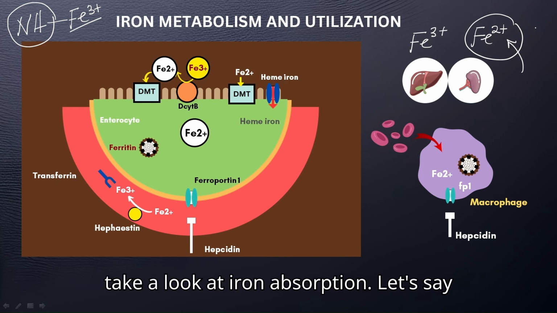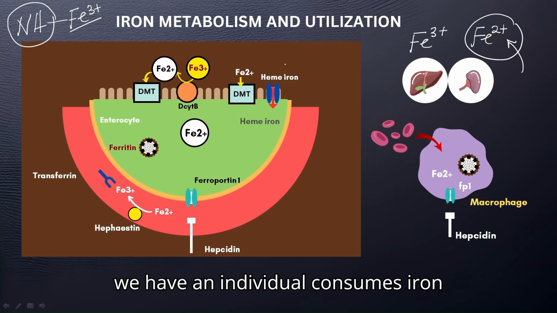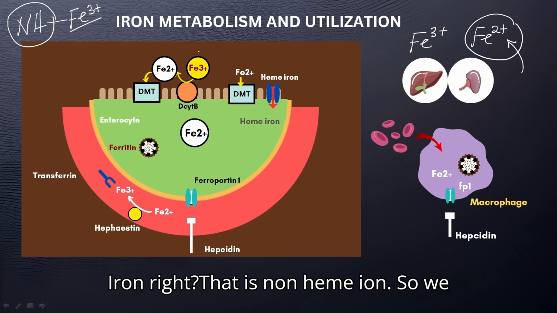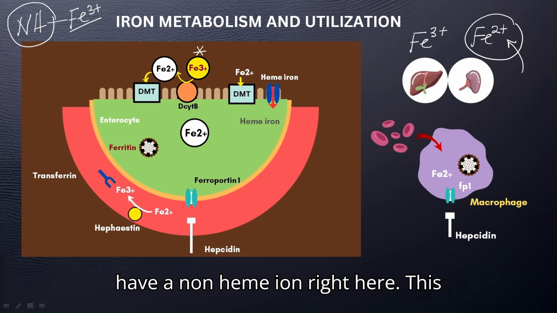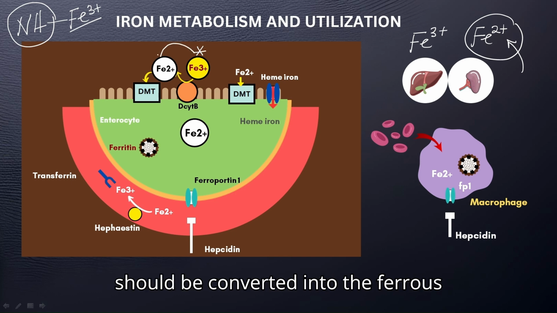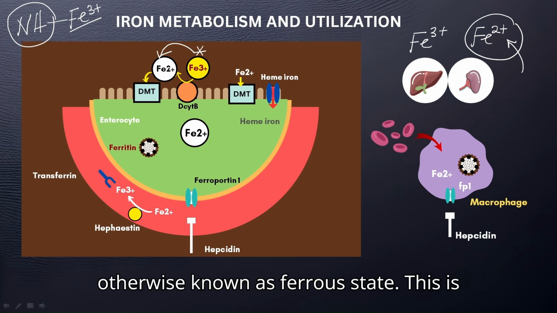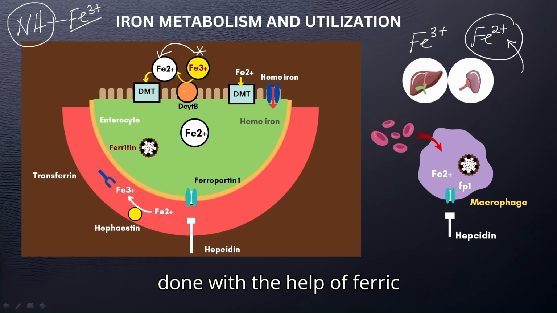So we're going to take a look at iron absorption. Let's say we have an individual who consumes iron in the state of ferric iron, right? That is non-heme iron. So we have a non-heme iron right here. This should be converted into the ferrous state, Fe2+. This is done with the help of a ferric reductase enzyme, specifically the duodenal cytochrome B.